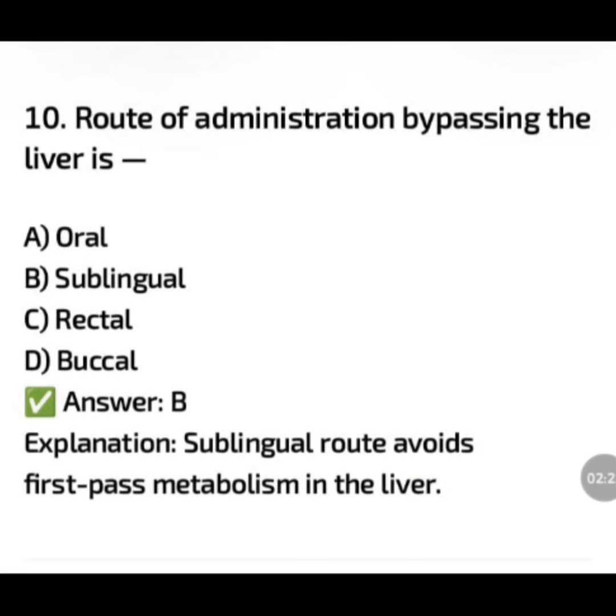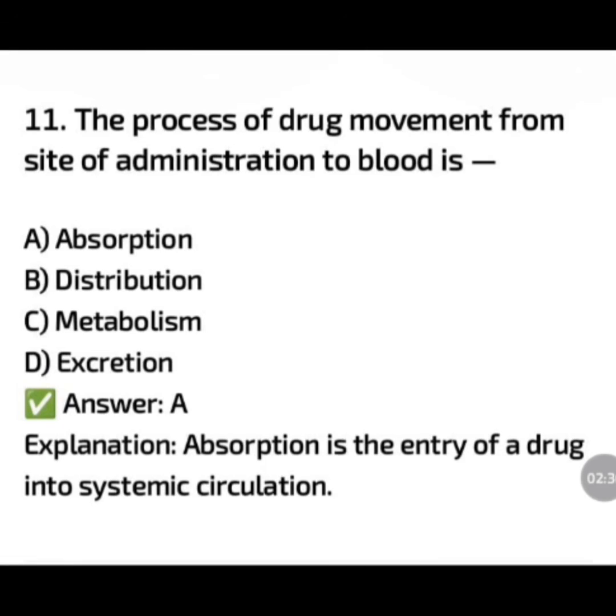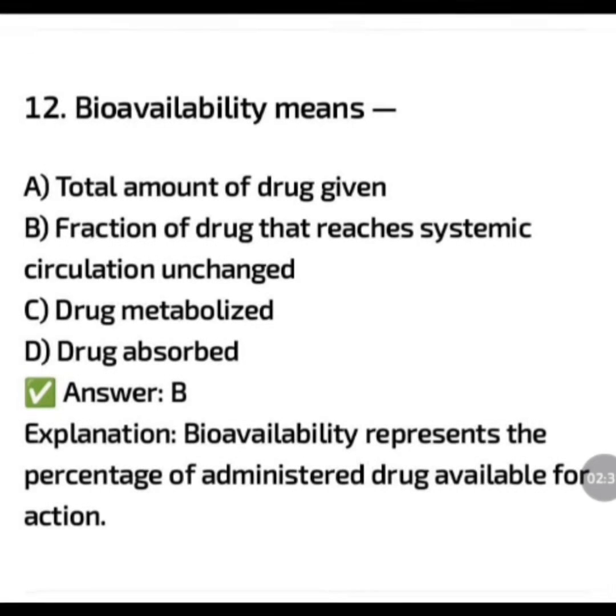Route of administration bypassing the liver is oral, sublingual, rectal, buccal. The correct answer is option B, sublingual. Sublingual route avoids first pass metabolism in the liver. The process of drug movement from site of administration to blood is absorption, distribution, metabolism, excretion. The correct answer is option A, absorption. Absorption is the entry of a drug into systemic circulation.